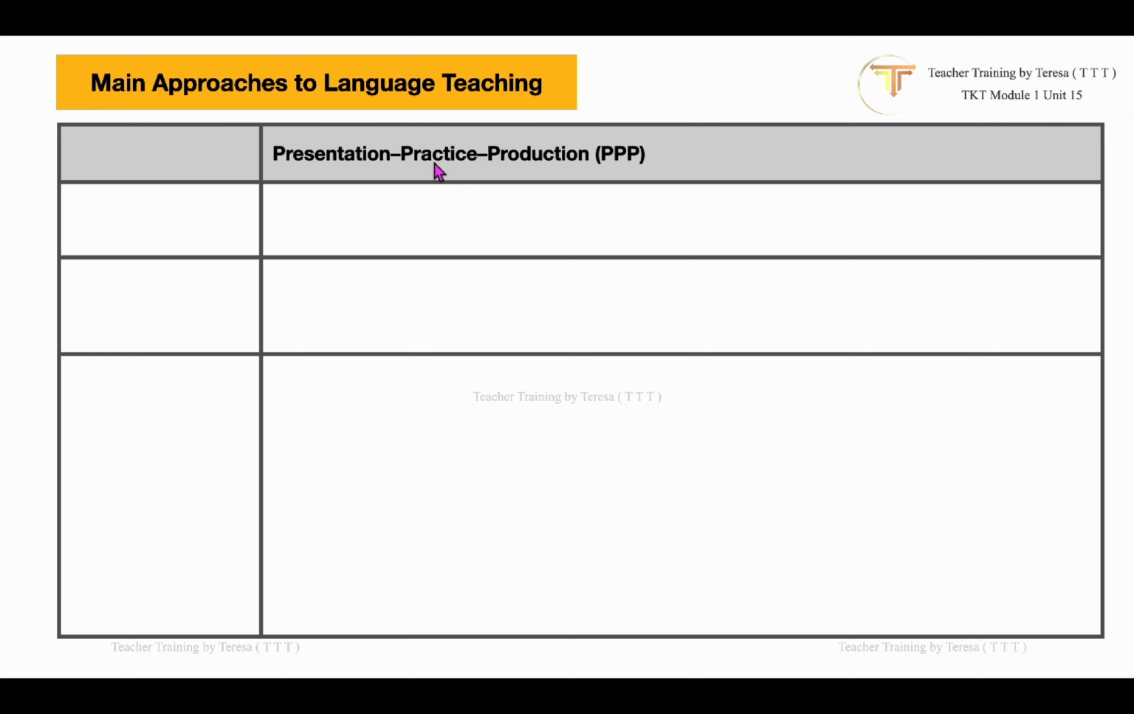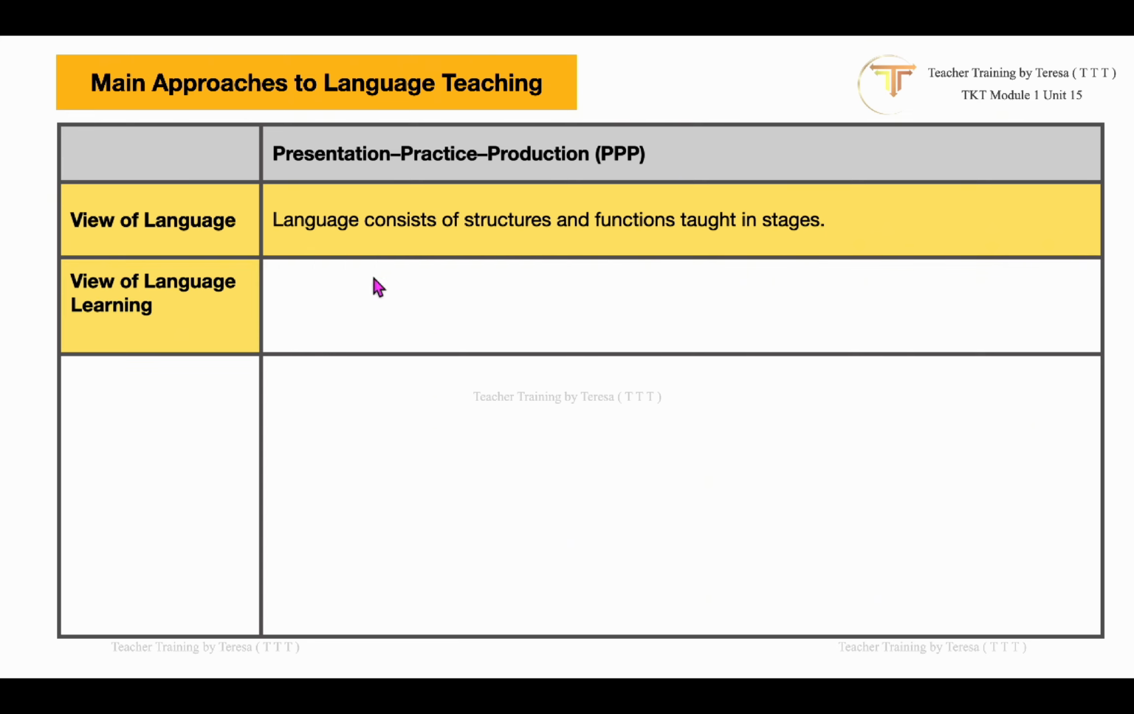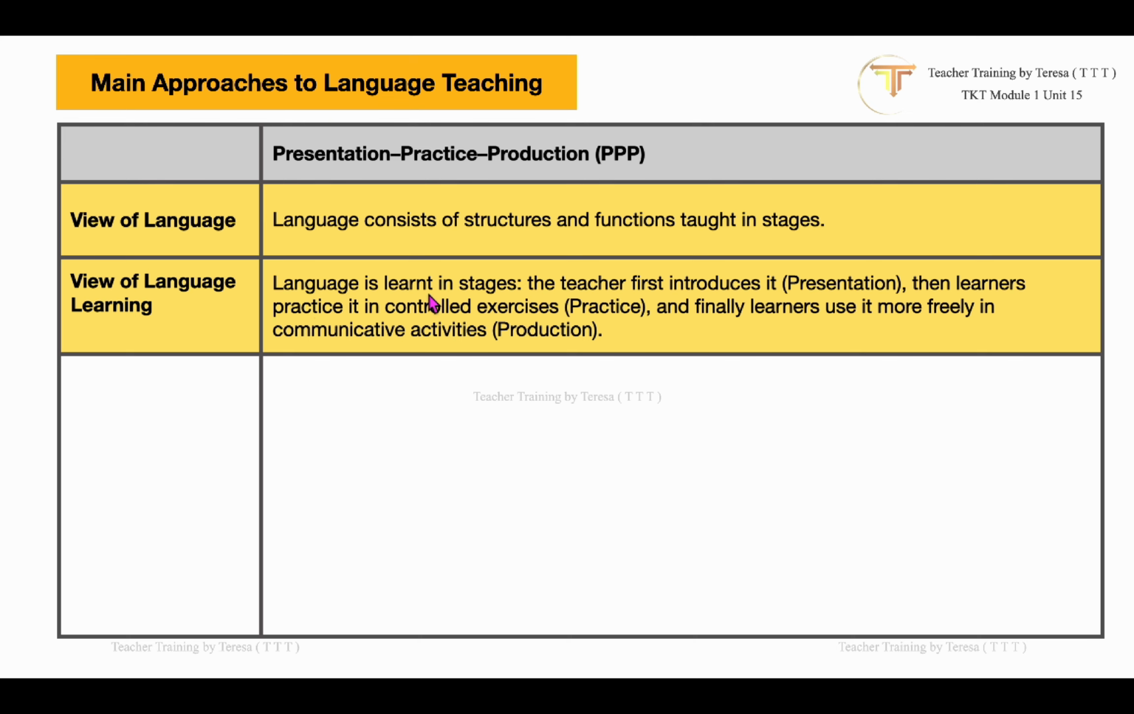Presentation, practice, production, PPP. View of language: language consists of structures and functions taught in stages. View of language learning: language is learnt in stages. The teacher first introduces it, presentation, then learners practice it in controlled exercises, practice, and finally learners use it more freely in communicative activities, production.